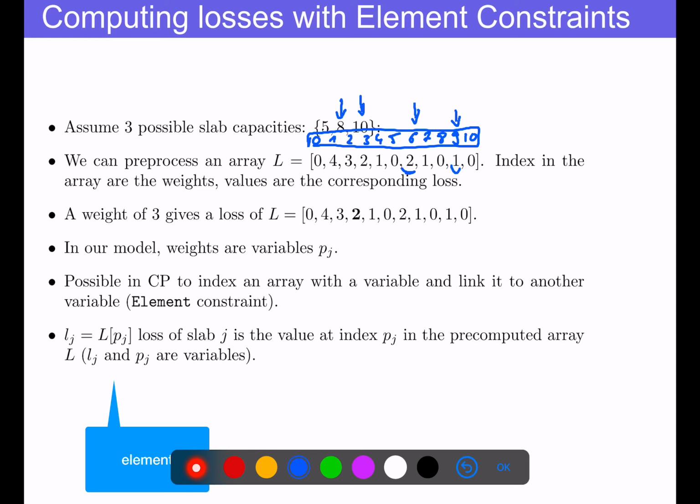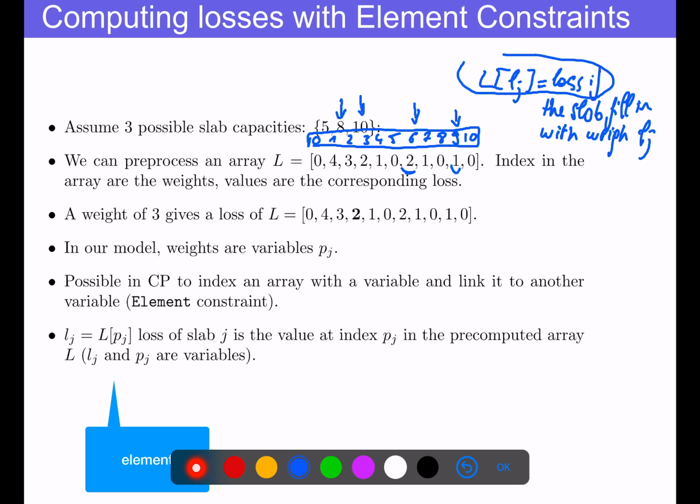Okay? And so L is this pre-computed array, and Lj is equal to the loss if the slab is filled in with weight Pj. We already met something like that before. It should remind you of a very familiar constraint that we already studied, which is the element constraint. And the element constraint is exactly what we need, because we need to index this L array, which is an array of integers, by a variable that will model the total weight.